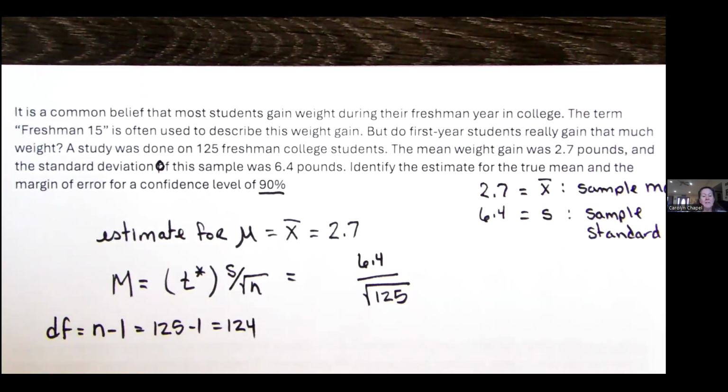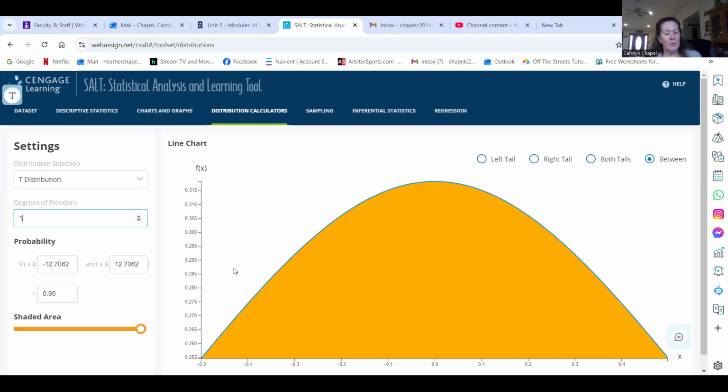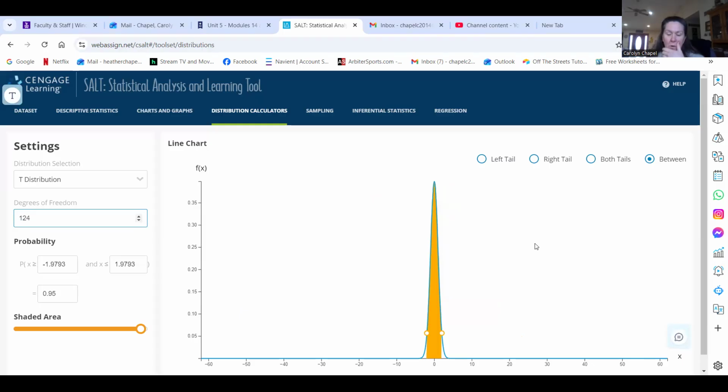So we're going to go back to SALT and get our T star. Okay, so our degrees of freedom was 125 minus 1, so 124, very, very skinny. And we are looking for a 90%, so change that to a 9. And our T star is 1.6572.